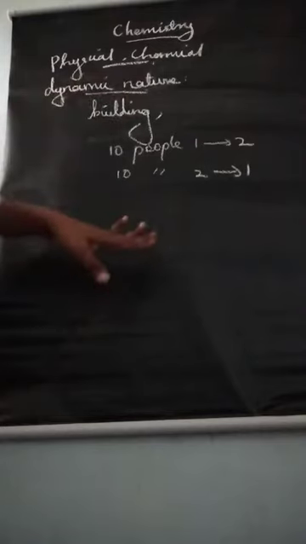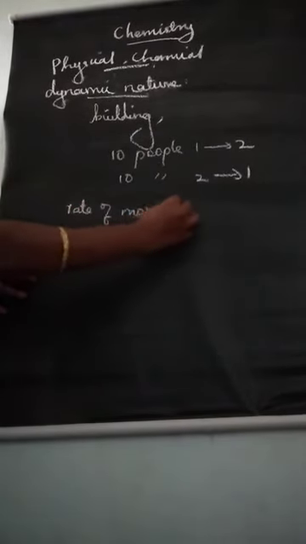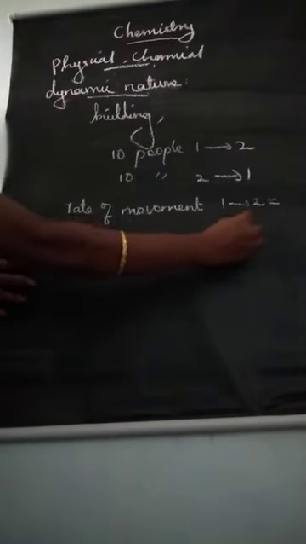Consider one building there. Say some number of people move up from the first floor to the second floor. At the same time, the same number of people move down from the second floor to the first floor. If you look at the rate of movement of people from the first floor to the second floor, it is equal to the rate of movement of people from the second floor to the first floor.